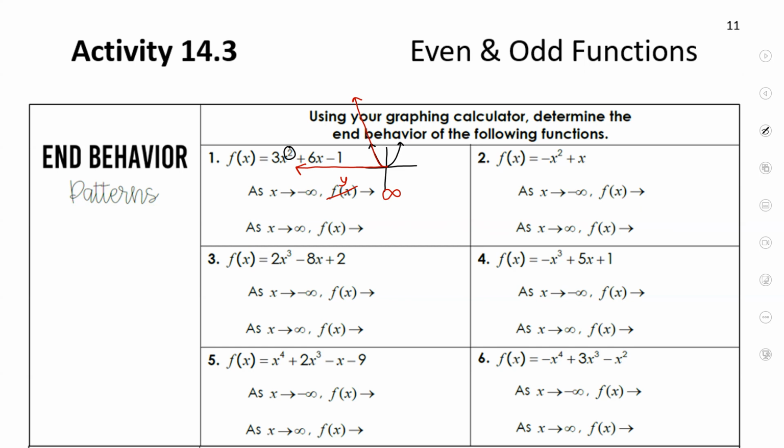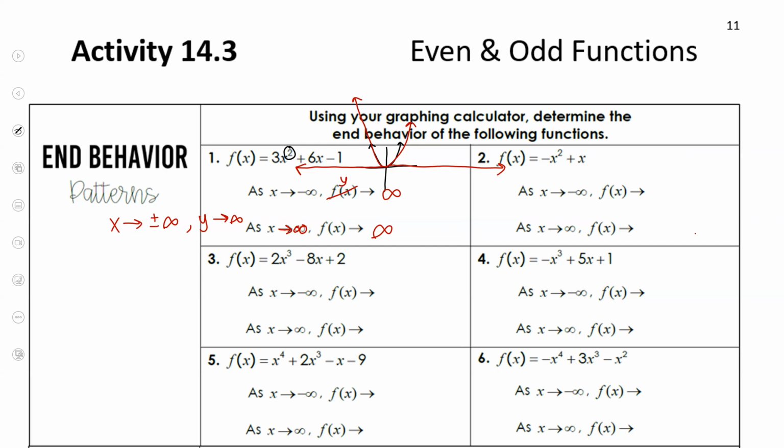Okay? Now follow my pin again. As the x values go towards infinity. So follow my pin. As we go this way, what's happening to the graph? It's going up, right? So this is also infinity. Okay? You might also see it written as x goes towards both positive and negative infinity, the y value also goes to infinity. You can write it like that as well.